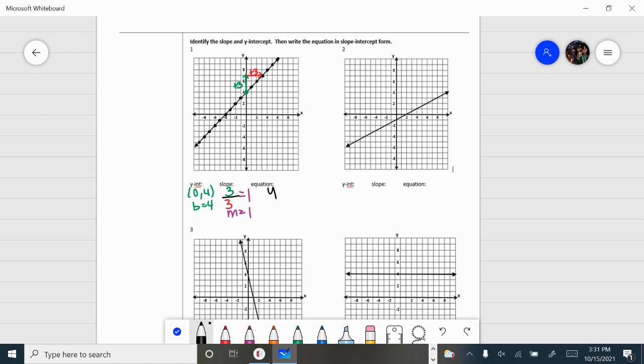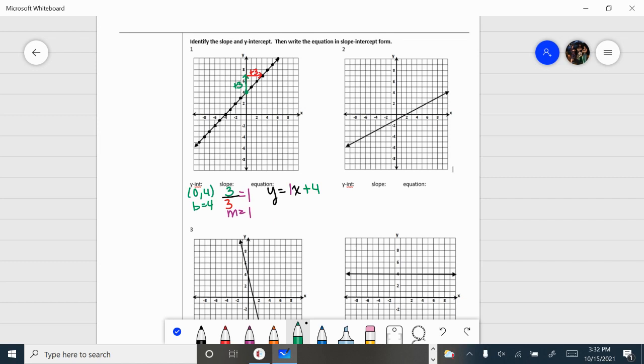So my equation is going to be y equals, and again, my slope is 1. I don't have to write the 1 in, but just for demonstration purposes, I'm going to. So 1x, and then my y-intercept is a positive 4, so plus 4. That's my equation, y equals x plus 4.